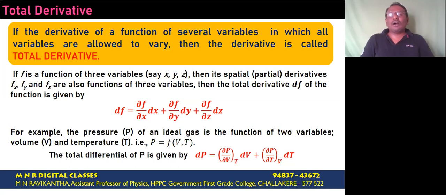Then if both volume and temperature are simultaneously varied, then we have to write the total derivative, or the total differential, of P. That is given by dP is equal to the partial derivative of P with respect to volume, keeping temperature constant, that is dou P by dou V at constant temperature, into dV, plus dou P by dou T, keeping volume constant, into dT. This term gives us the total derivative of the function, that is, the parameter pressure.